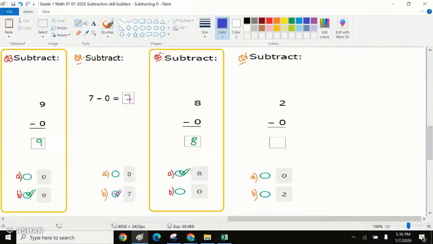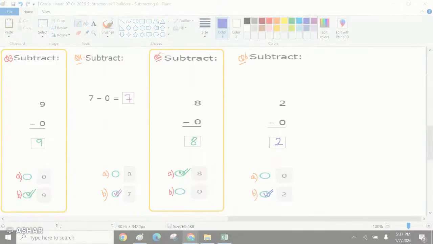So we say 2 minus 0. Whenever we remove a 0 from a number, the number does not change. It stays the same. And we look for the option. Yes, it is option B. So we would click on option B. Let's click on option B and see if our answer is correct. 2 minus 0 will always stay as 2.